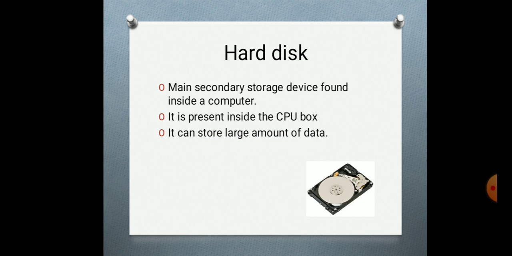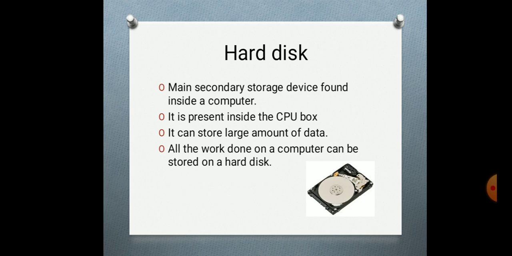It can store a large amount of data, and all the work we do on a computer can be stored in the hard disk. Whatever we store inside the computer is stored on the hard disk. So a hard disk is the main secondary storage device, found inside the CPU box. This is all about the hard disk.